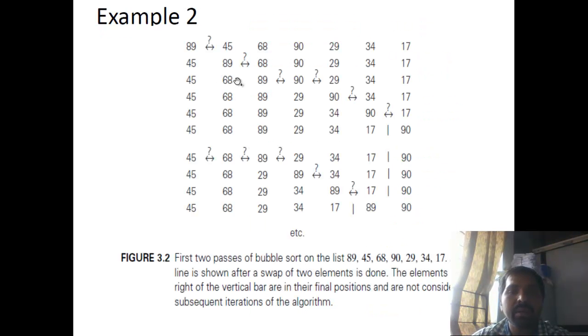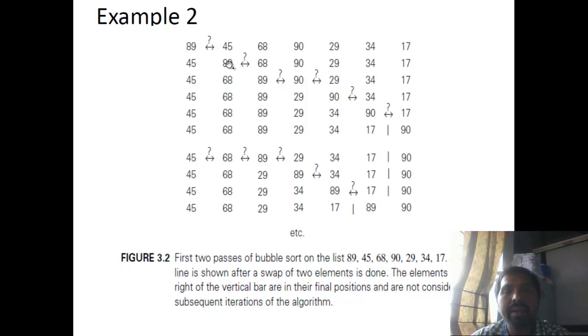Another example: here we have 1, 2, 3, 4, 5, 6, 7 elements. So maximum we can get 6 passes, right? 6 passes we can get, and in the first pass we will get 6 comparisons, and later 5, 4, like that we can reduce the number of comparisons. For example, in the first pass, we compare 89 and 45. 89 and 45 is not in order, so we can swap these 2 elements, 45 and 89.